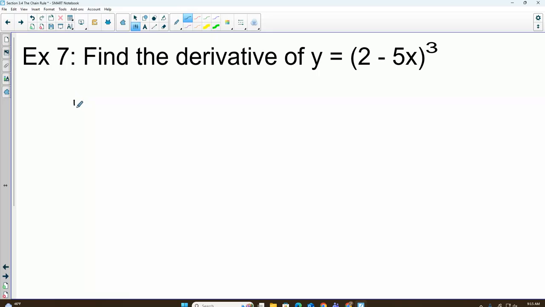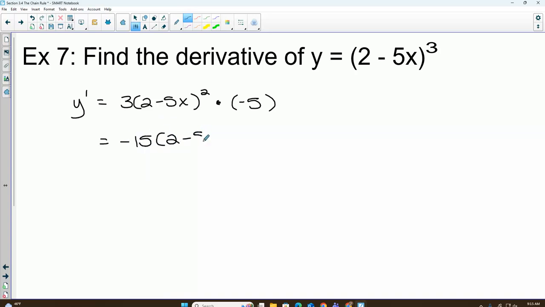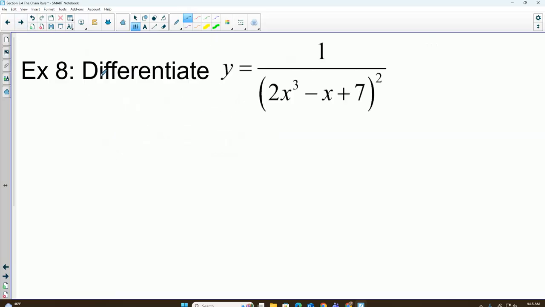So on this one, did pretty well on this one. Our derivative, so 3 comes down, inside stays the same, subtract 1 from the power, times, what's the derivative of the inside? -5. So then you could take 3 times -5, so get -15 times 2 minus 5x squared.